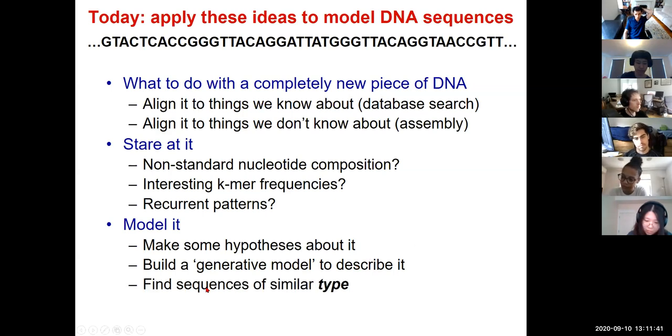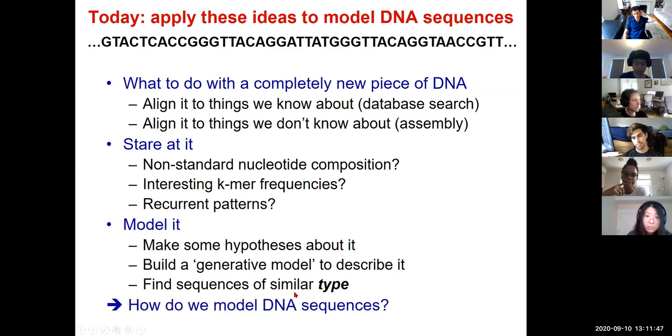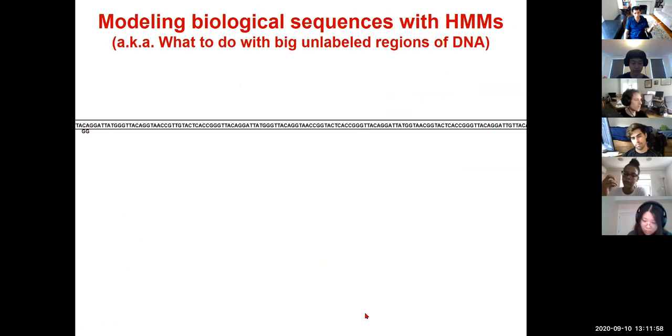So the concept of modeling is that there's going to be a type of sequence that we're going to be looking for more of. So the goal for today is, how do we model DNA sequences? And more generally, how do we model biological processes or any kind of data process out there?